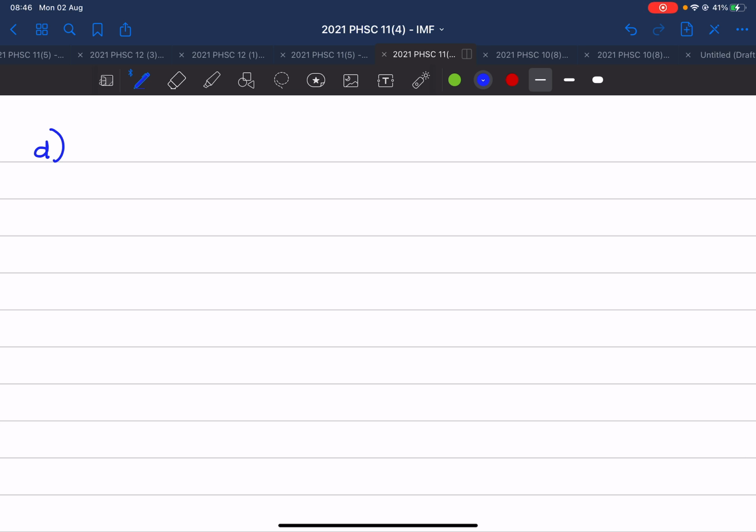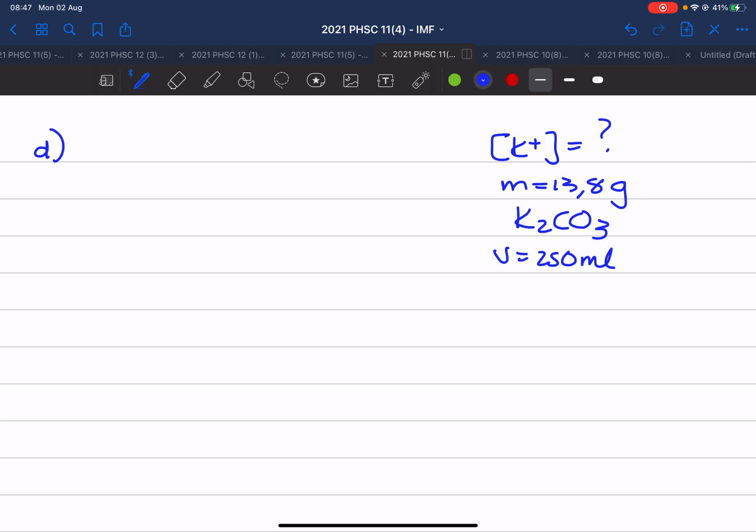Question D. They ask us calculate the potassium ions concentration. So we want potassium ions concentration. They say the mass is 13.8 grams, but they say that is the mass of potassium carbonate, so the whole thing. And they say the volume is 250 milliliters. We don't like milliliters, we want liters, so divide by 1,000, that's 0.25. The reason why they give us that is to calculate the molar mass. So the molar mass of that will be 138.